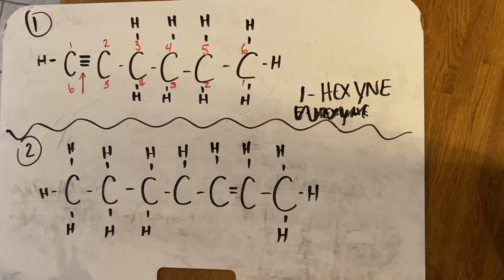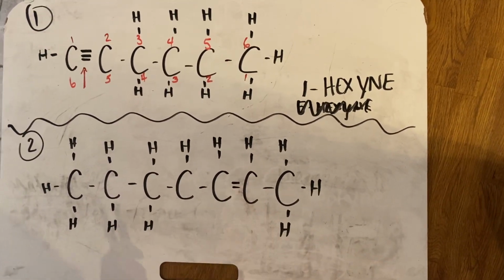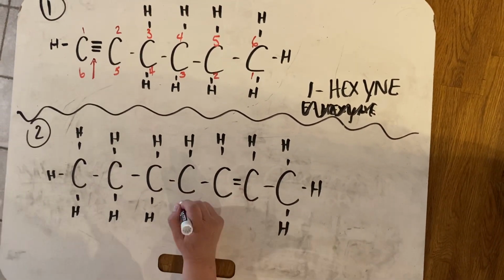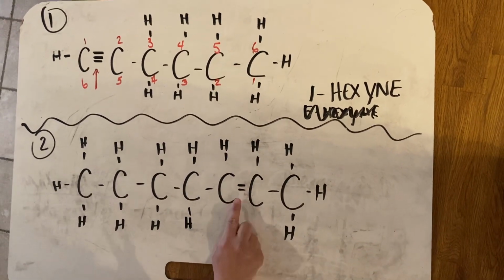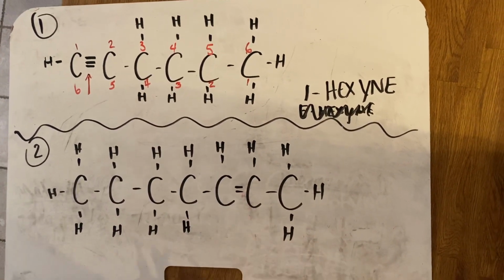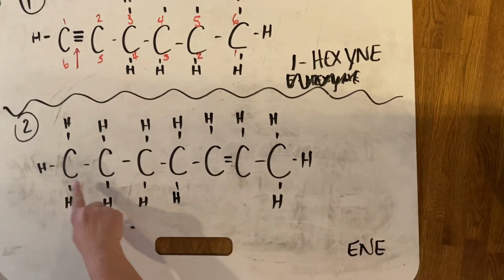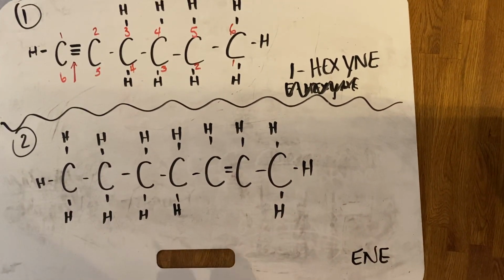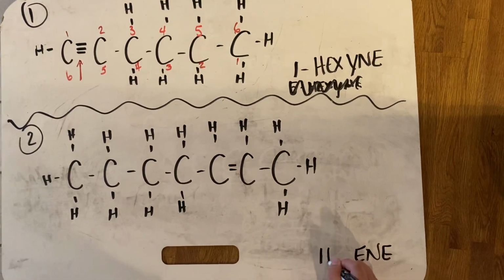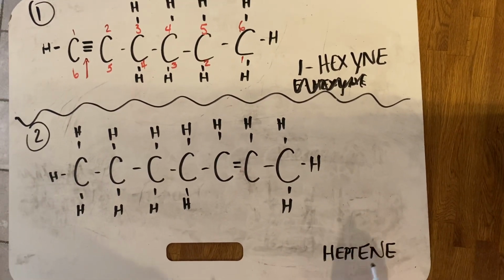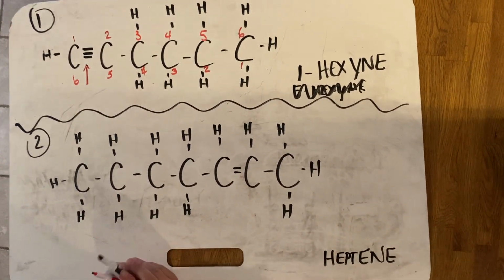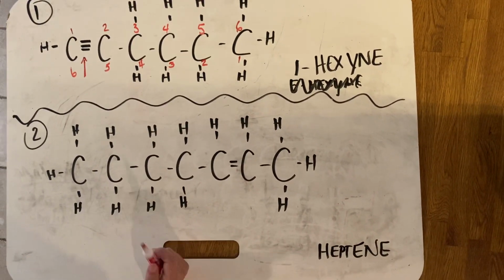In this case, I want to do the same thing. I see a double bond right away. I know that I missed an H here. I know that I have an alkene with this double bond, so I know that it's going to end with E-N-E. I count my number of carbons. There are 7. The prefix for 7 is hept. So I have heptene. But now this important piece here tells me what placement for the double bond.